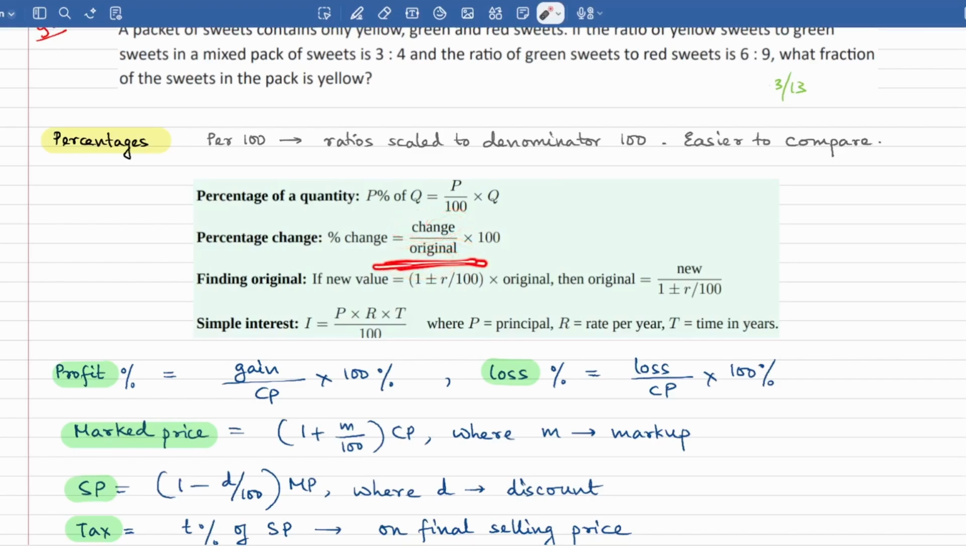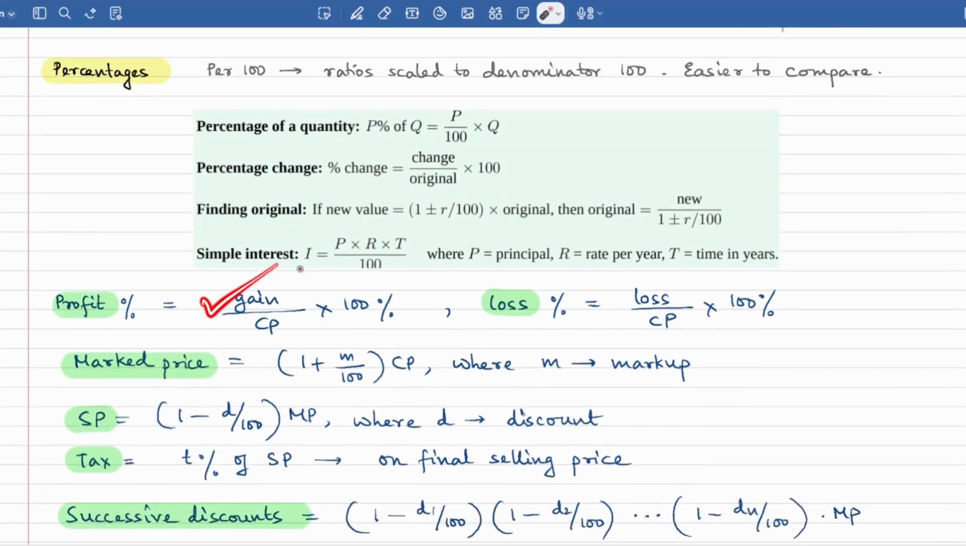Always take the original. Finding the original value from the new value is given as 1 plus R by 100 into original. R is the percentage. So you can flip the subjects of the formula in order to figure out whatever they have asked in the question. Simple interest is given as P into R into T by 100, where P is the principal, R is the rate per year, and time T is the time in years. If the interest is paid half yearly, make sure to divide the rate by 2 and multiply the time by 2. Profit percent is given as gain by cost price into 100. Loss is given as loss by cost price into 100.